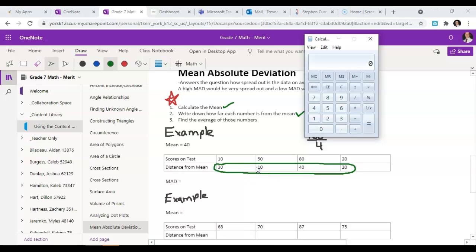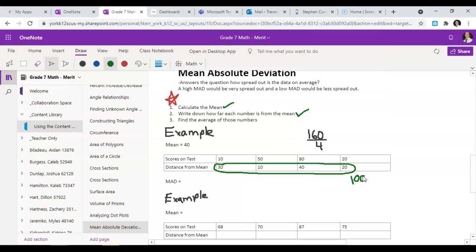And so I would get 40 plus 40 is 80 plus 20 is 100 total. And then I would divide that by 4. And then that tells me that 100 divided by 4, the MAD here, the mean absolute deviation, is 25.